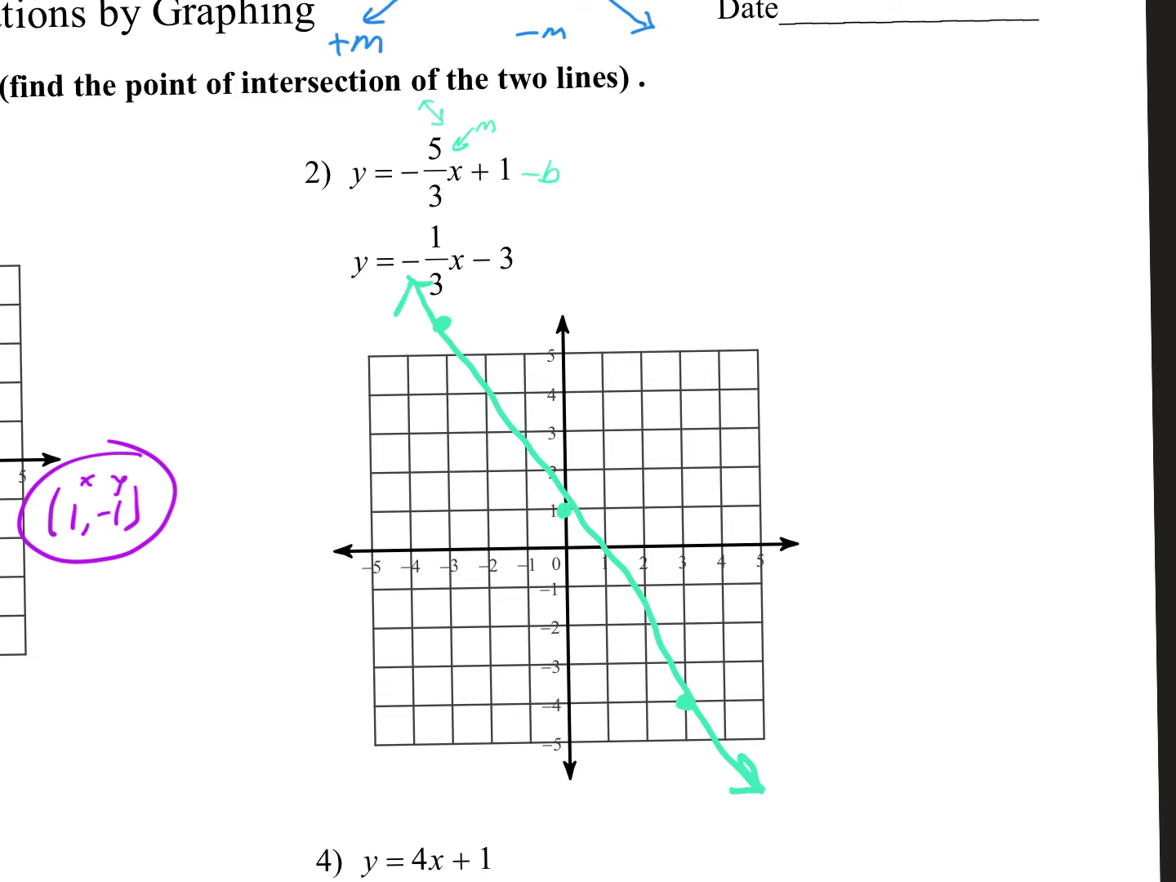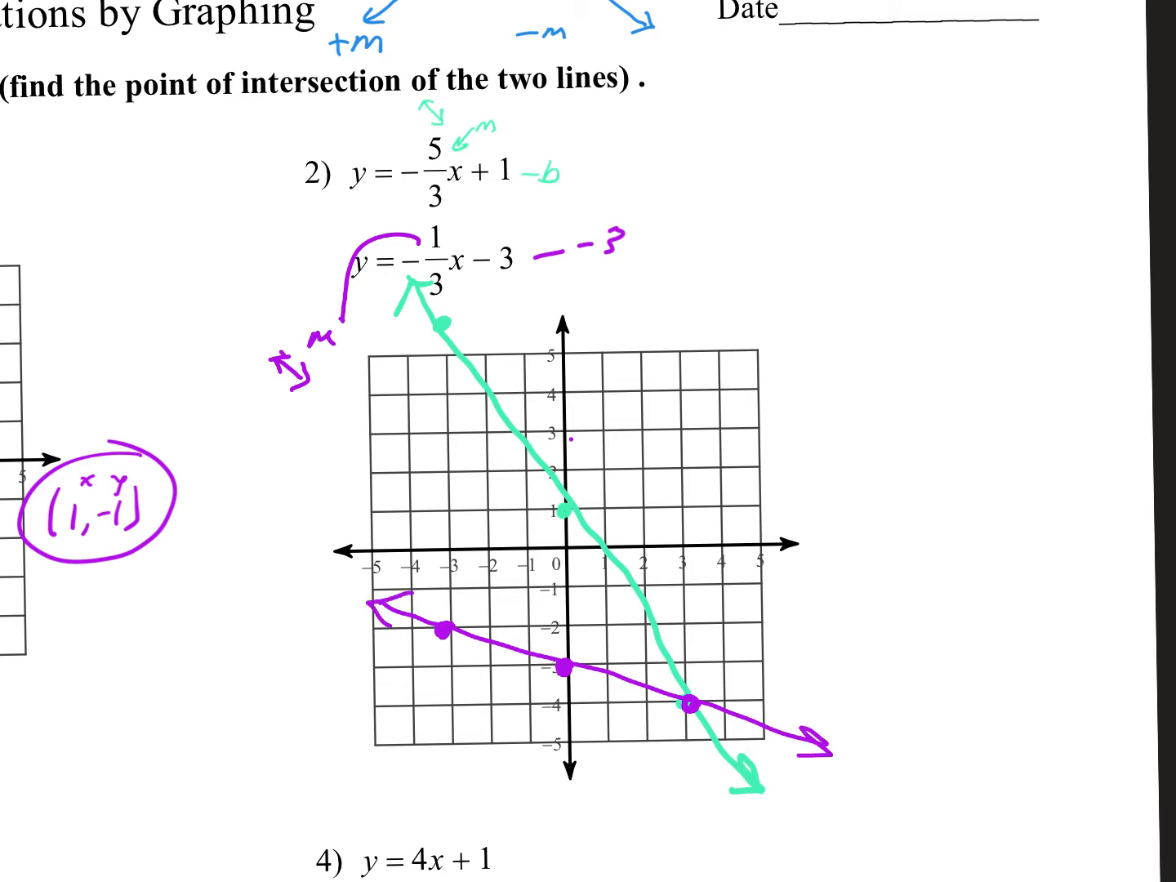And then my second equation, I know that this is my slope, -1/3, so it's going to go down. And I know that my intercept on the y-axis is -3. So I go to -3. And my slope is 1 over 3. So I'm going to go up 1 and over 3. Which way? So I'm going to go up 1 and over 3: 1, 2, 3 over here. Then I'm going to go down 1 and over 3: 1, 2, 3 over here. And I'm going to connect my dots.